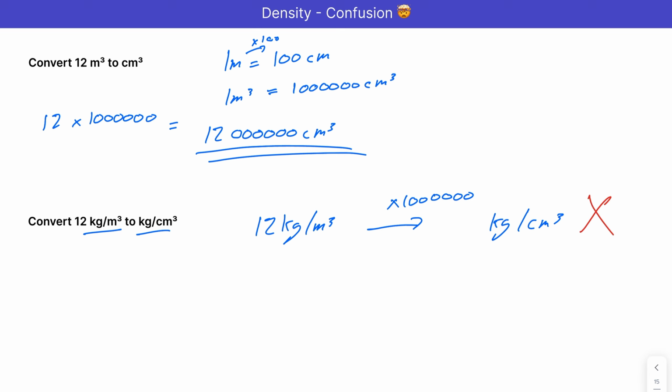Now, that is not correct, okay? That is not what we're doing here. You do not times by a million, you divide by a million. Now, you might be confused thinking, why on earth do you divide? Because the unit of density is mass over volume. So 12 kg per meter cubed, I would recommend you write this as 12 kg per 1 meter cubed, okay? Writing them both is the exact same.